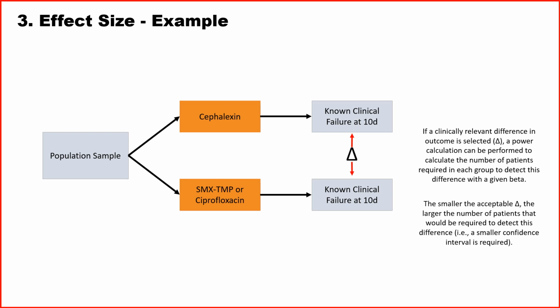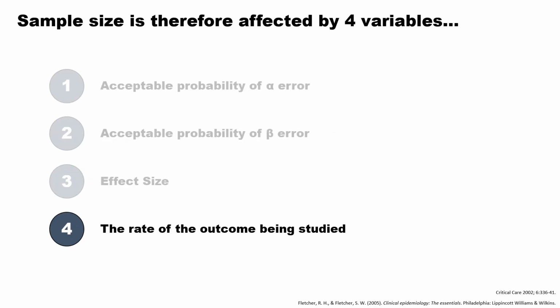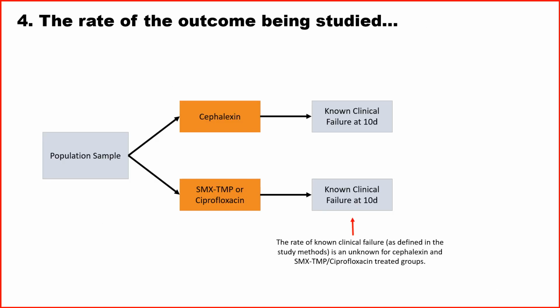The smaller the acceptable delta, the larger the number of patients that would be required to detect this difference, and that a smaller confidence interval is required. And we can talk about this more toward the end of the presentation. And then finally, sample size is affected by the rate of the outcome that's being studied.